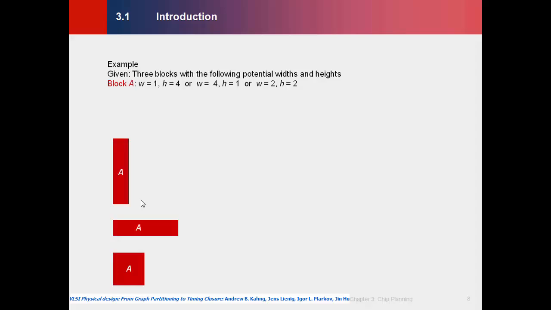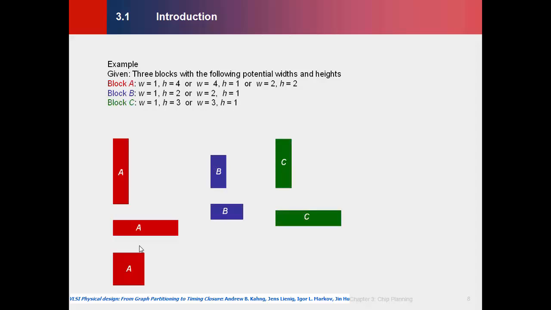So here is just a small example. You have three blocks. For example, block A has an area of 4, but it can be laid out with a width of 1 and a height of 4 on the die, or a width of 4 and a height of 1, or a width of 2 and a height of 2. And you may have similarly block B and block C. This is a very trivial example, having only three blocks. A has three possible shapes, B has two possible shapes, and C has two possible shapes.